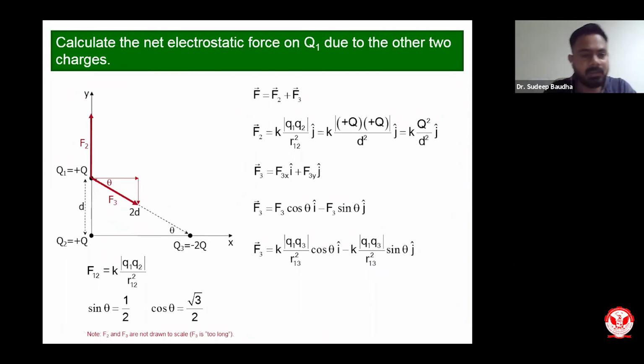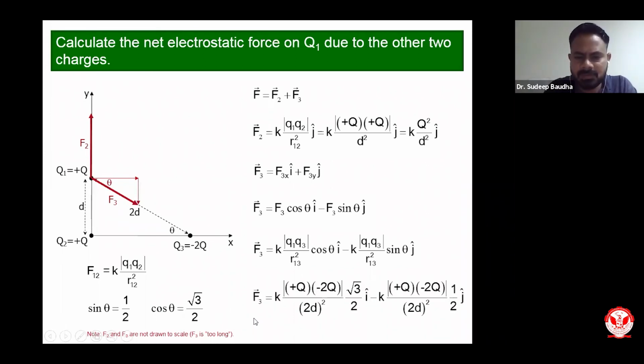And we can also find out the value of cos theta. You can find cos theta straight away from the figure using the trigonometric functions, and you will end up getting sin theta equals 1 by 2 and cos theta equals root 3 by 2. So this is how you can find the values of cos theta. Cos theta will be this side upon the hypotenuse, and sin theta will be this side upon the hypotenuse.